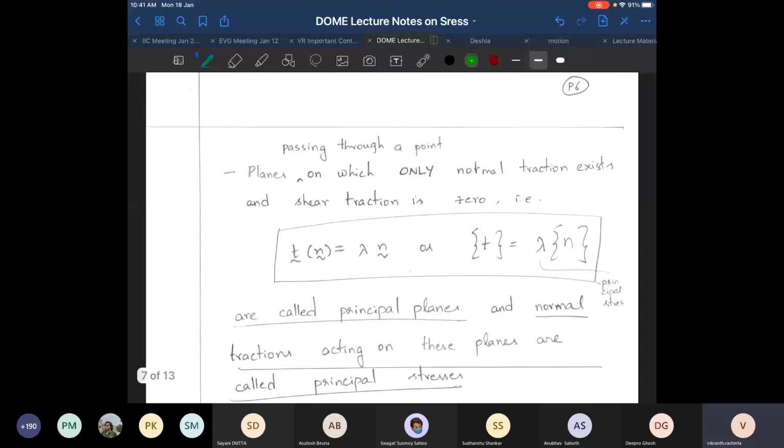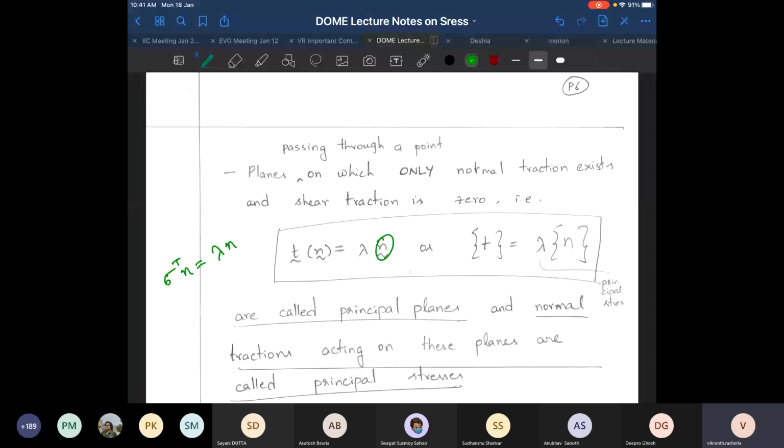Now there is a special case when the traction vector is along the normal to that particular plane. Then you have a situation where sigma transpose n is equal to lambda n. So when the traction vector is along the normal, what will happen to the shear component?